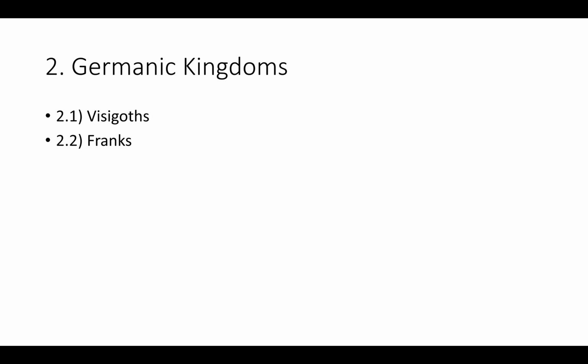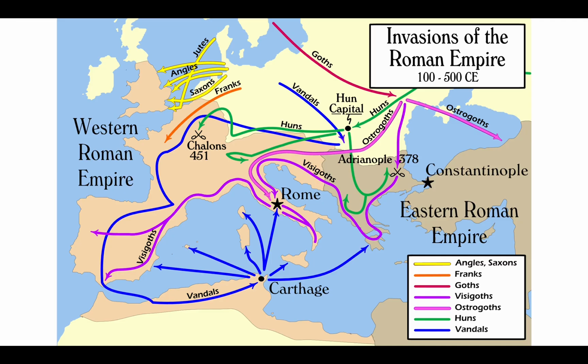Now, let's go with the Germanic kingdoms. There were many, but we are going to focus on the Visigoths and the Franks. So let's start with the Visigoths. By the end of the Western Roman Empire, by the 4th and 5th century, there were many Germanic tribes trying to get into the Roman Empire. Here we have some of them, but there were many more.